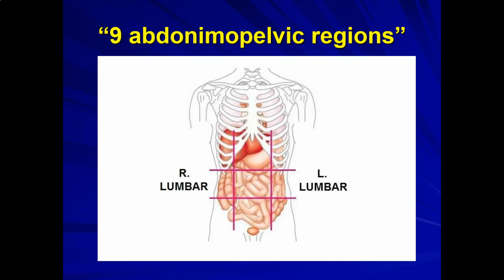We have a right and left lumbar. Lumbar references your lower back. And then we have an AKA here. We have a right and left inguinal. That's an interesting one to say. Inguinal, also known as iliac, AKA. So right and left inguinal, right and left iliac.